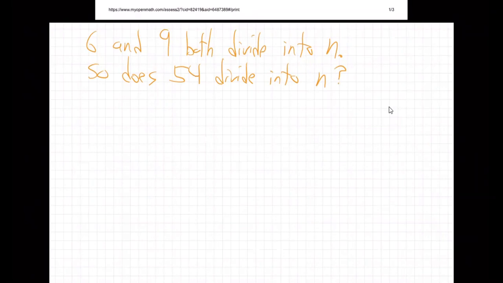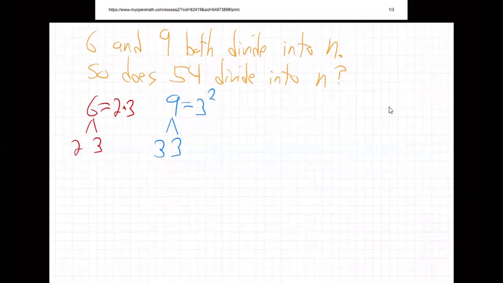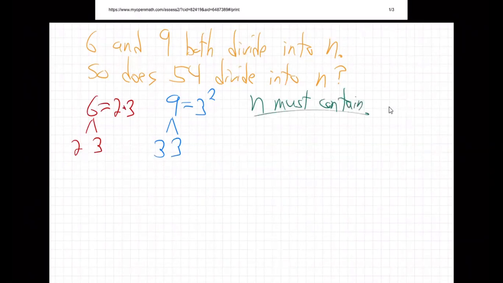All right, so how are we going to do it? We've got to take the 6 and break it down. It's all about prime building blocks: 2 times 3. And then we've got to grab the 9 and break it down: 3 times 3. So 9 is 3 squared. And now we've got to write what n must contain.